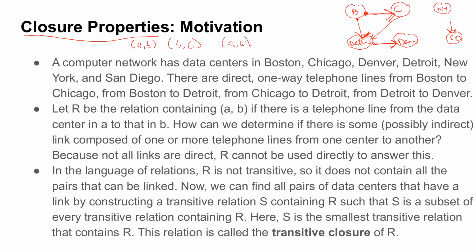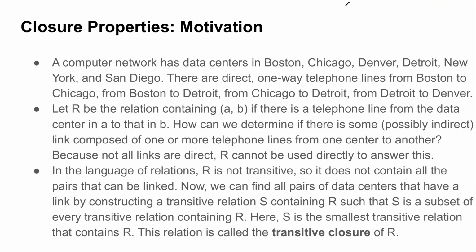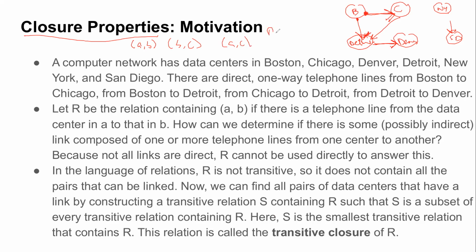So now, if I add these relations, what I already have here is a relation between Boston and Chicago, a relation between Chicago and Detroit, a relation between Boston and Detroit, and a relation between Detroit and Denver. Now, if I have to find all possible indirect combinations, what do I have to do? What ordered pairs do I need to add? Forget about New York and San Diego. Just here, if I want to add all possible indirect links, what pairs should I add?